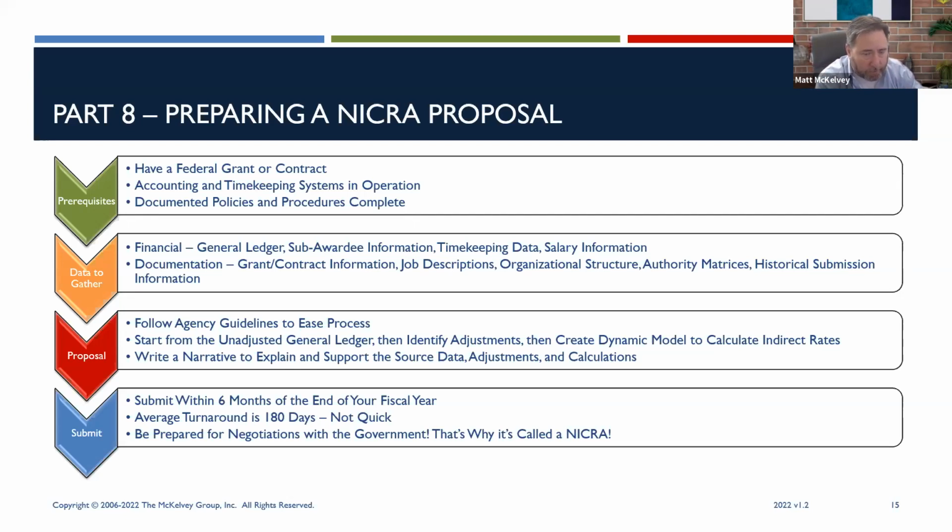It's not quick. That's because there just aren't enough auditors. Auditor groups have been starved for resources for years, so they're very limited in availability. And they're going to prioritize large organizations, critical organizations, or the ones that are the most problematic first. But the average turnaround is 180. So prepare for that: if you get your books done and submit 6 months into the year, you're not going to get your NICRA until the end of the year. That's just the nature of it.